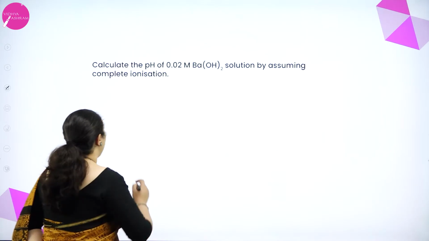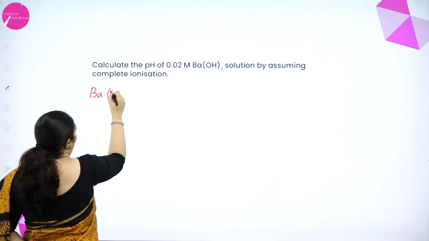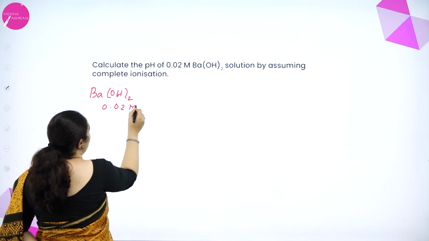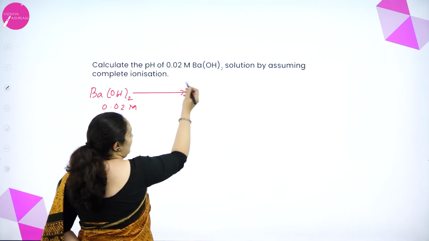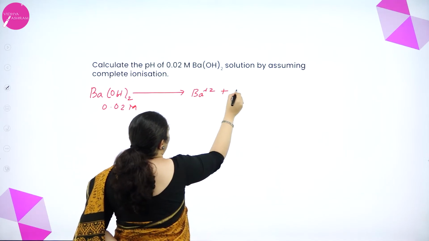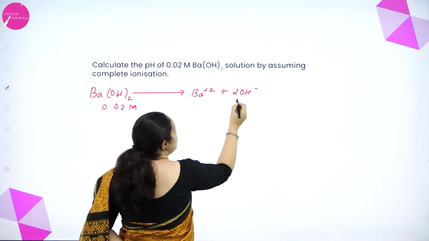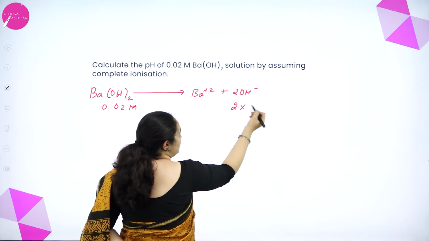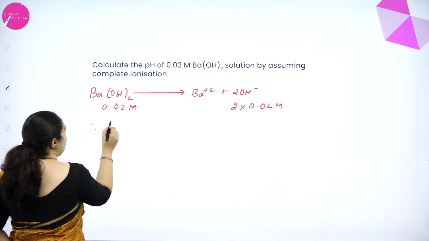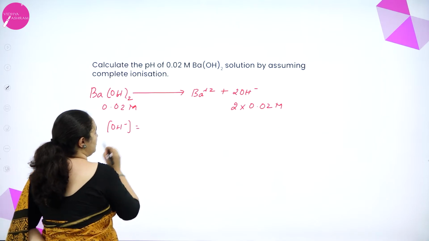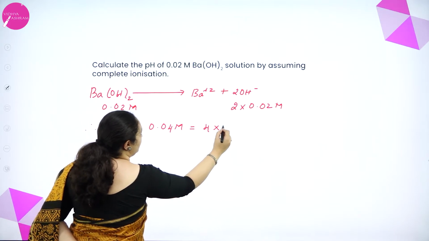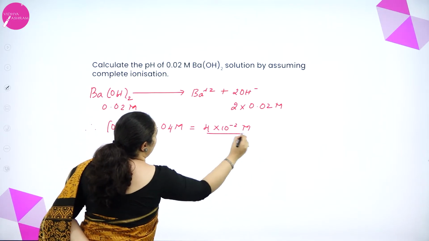So first, barium hydroxide, Ba(OH) twice, molar concentration is 0.02 molar, which will dissociate. They are telling us to assume complete dissociation. So it will give Ba plus 2 ions and 2 OH minus ions. So I am getting 2 OH minus ions, so the concentration is 2 into 0.02 molar. Therefore, the OH minus ion concentration is 0.04 molar, which is 4 into 10 to the power minus 2 molar.